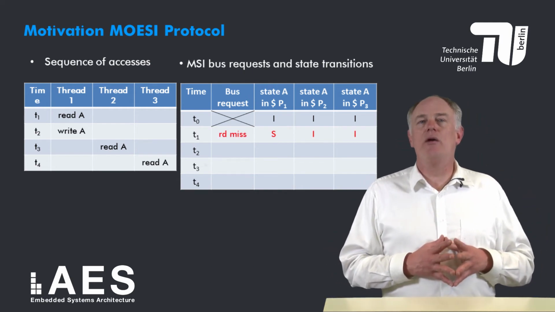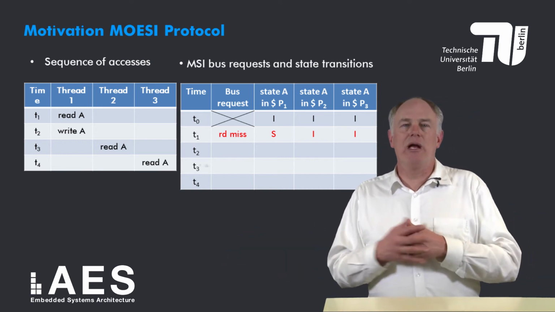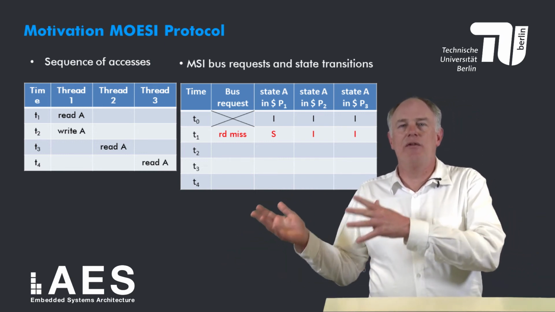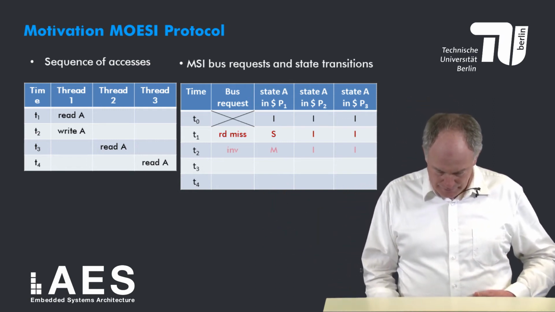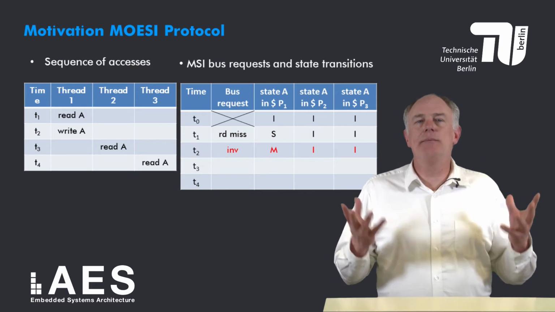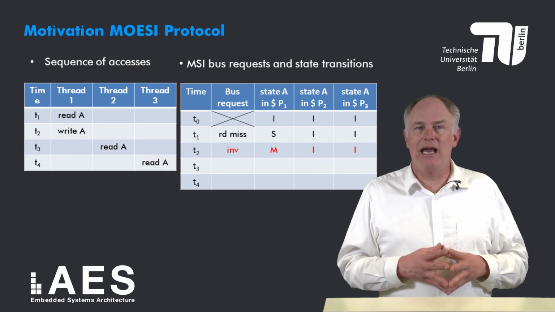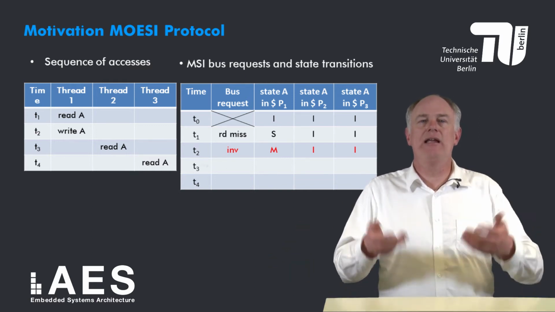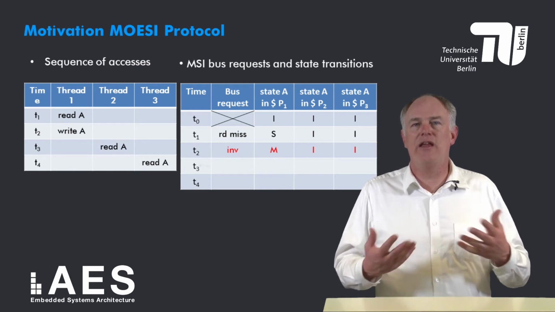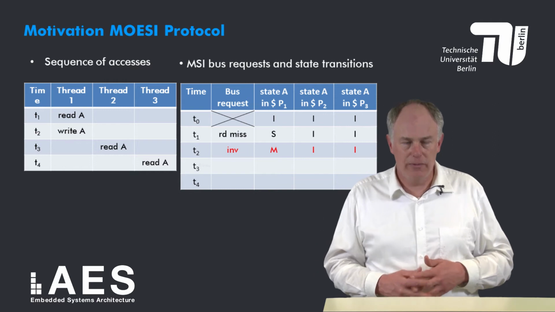First, thread 1 reads A. It will incur a read miss, places the corresponding request on the bus, and the state of A in the cache of P1 will be shared after this transaction. At time T2, thread 1 writes A. It has a copy of A in state shared, so needs to invalidate other copies, and the state of A changes to modified in the cache of P1.